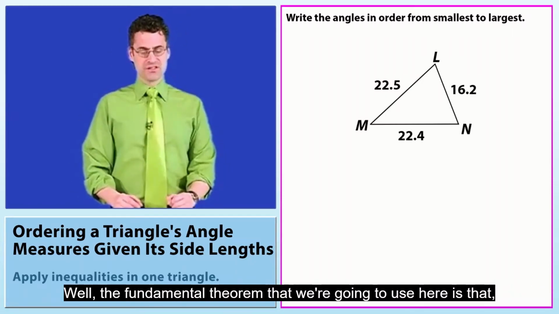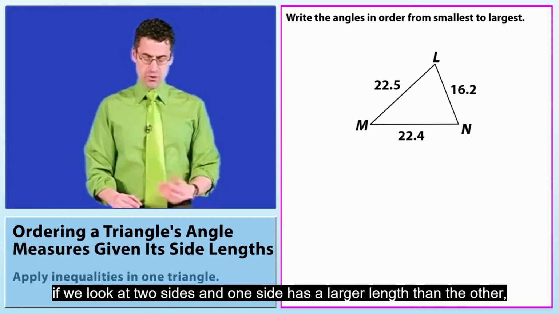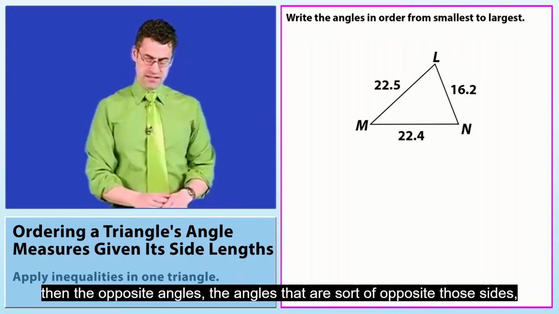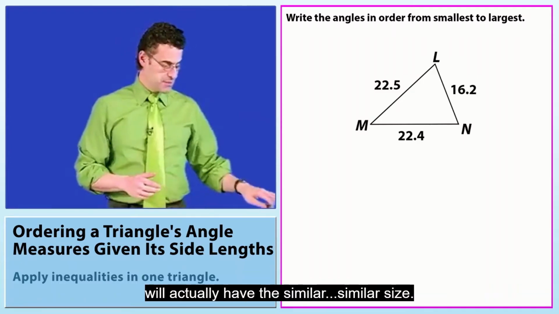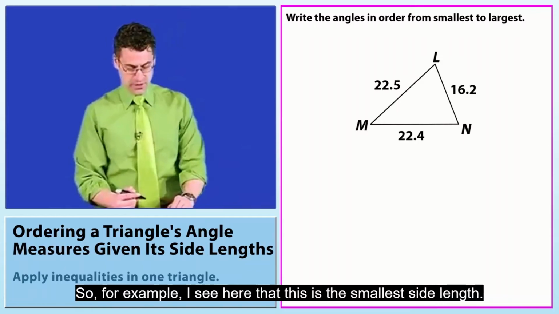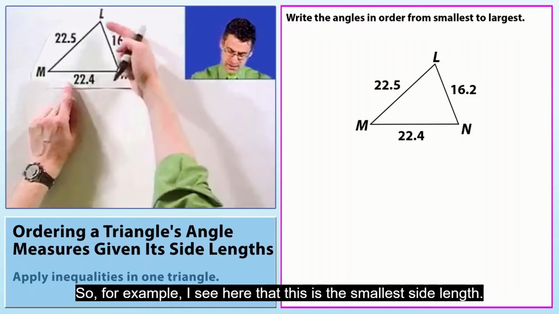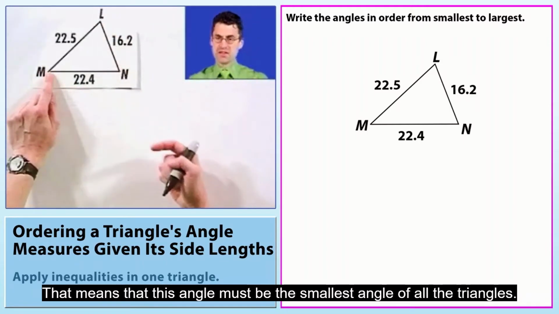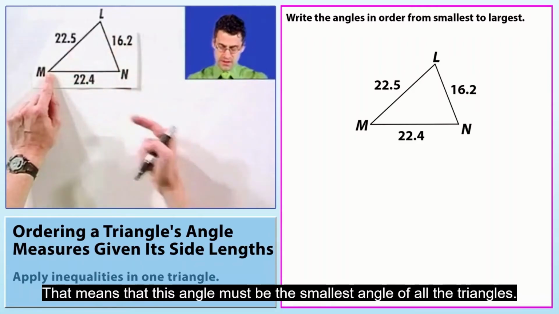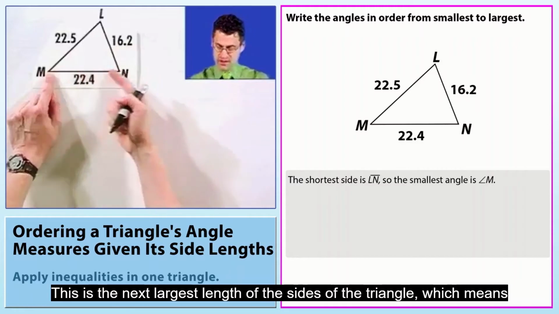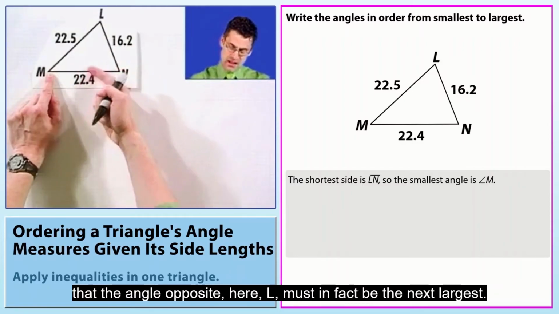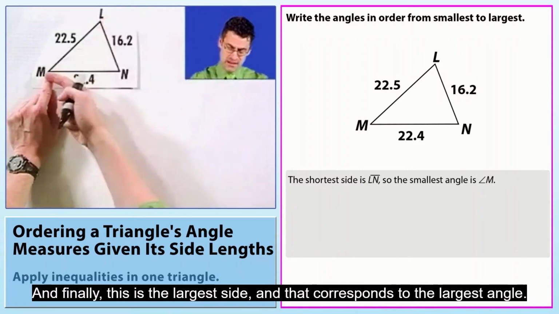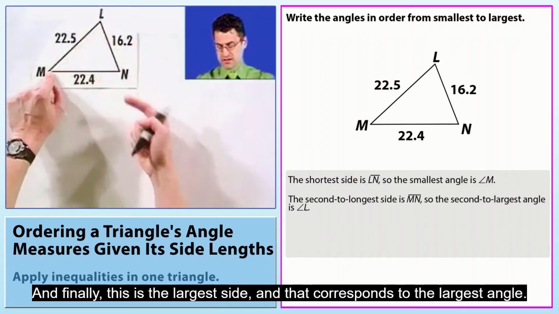Well, the fundamental theorem that we're going to use here is that if we look at two sides and one side has a larger length than the other, then the opposite angles will actually have a similar size. So for example, I see here that this is the smallest side length. That means that this angle must be the smallest angle of all. This is the next largest side of the triangle, which means that the angle opposite, L, must be the next largest. And finally, this is the largest side, and that corresponds to the largest angle.